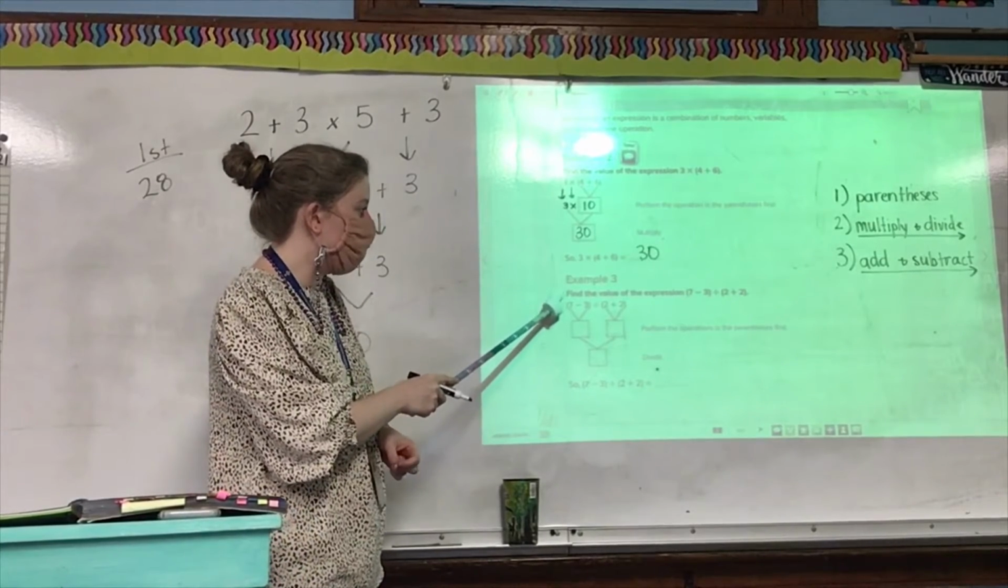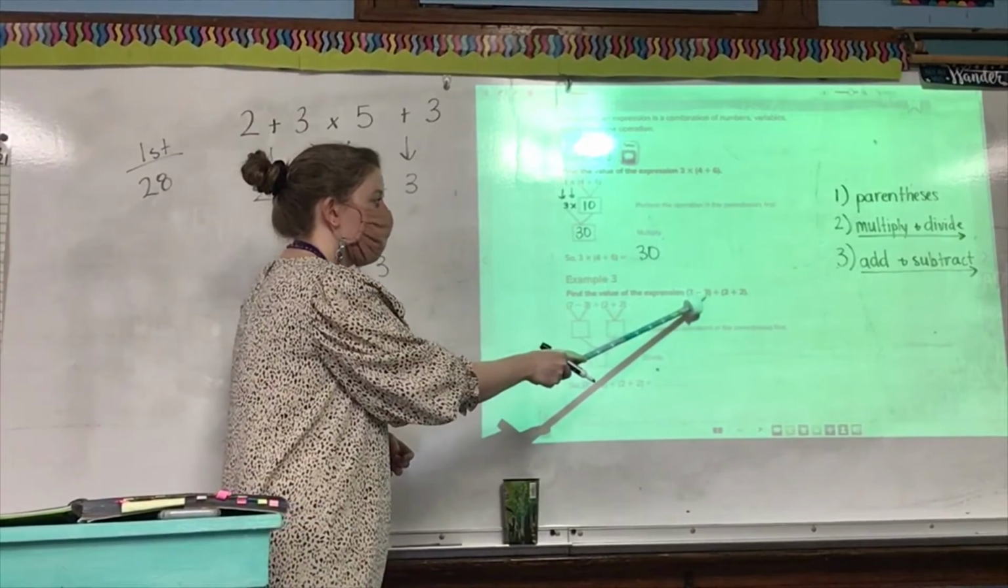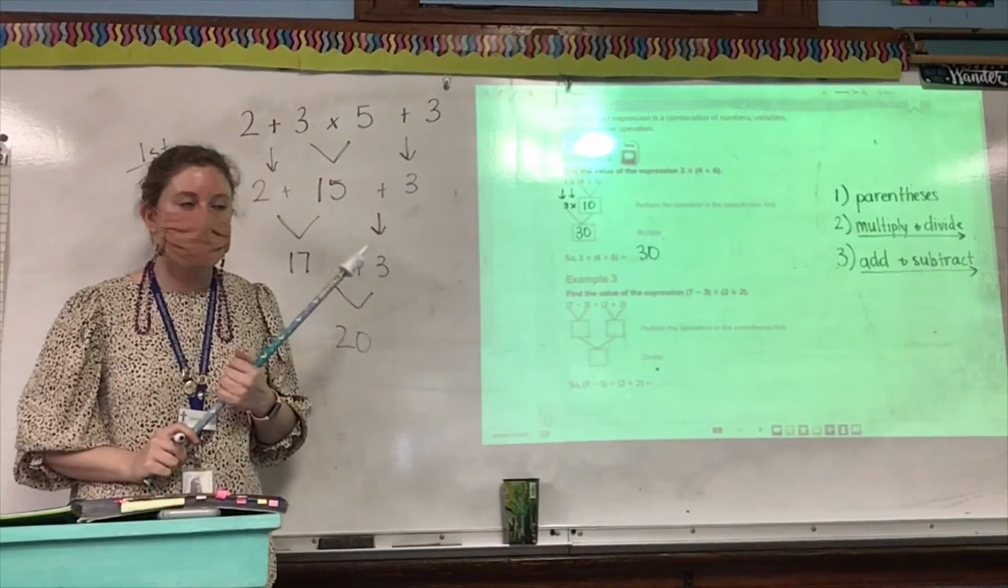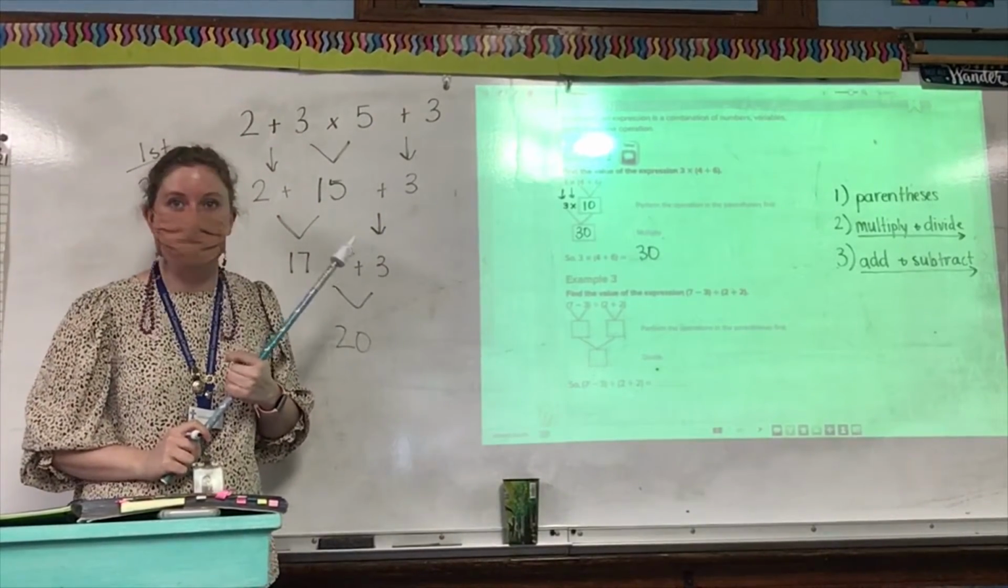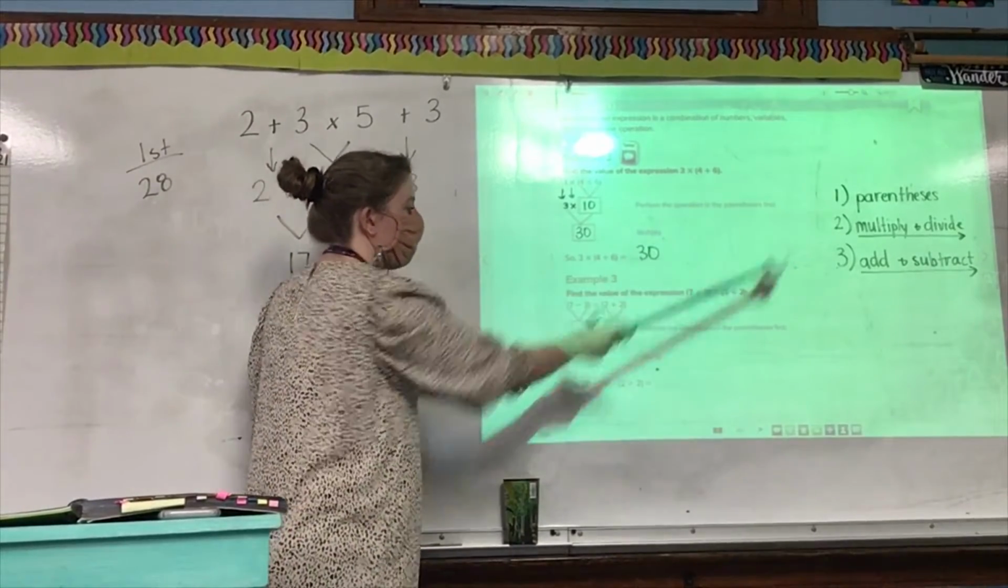Read in your head while I read out loud. Find the value of the expression 7 minus 3 divided by 2 plus 2. Well, again, do we have a real world situation to solve? No. So we're just going to follow the order of operations.